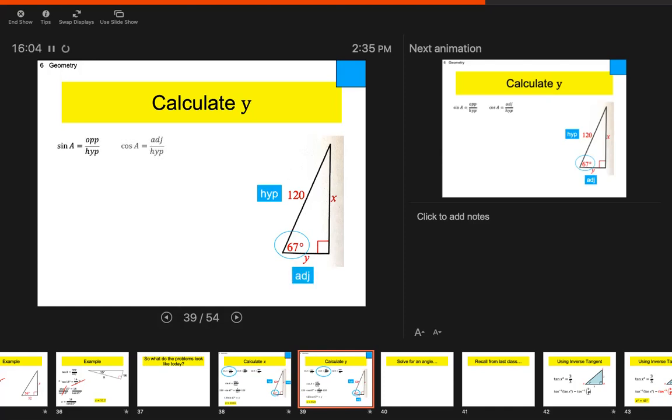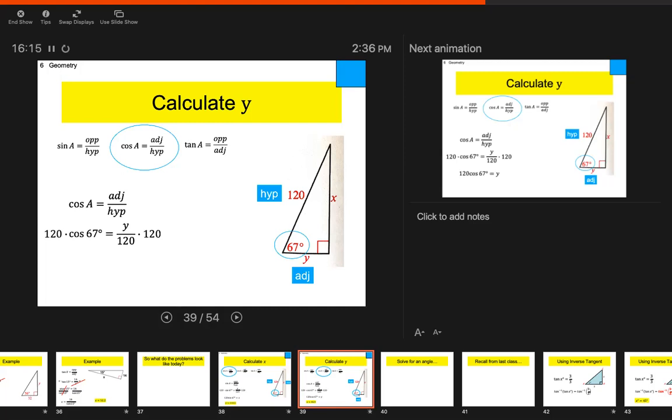So we throw that into cosine, adjacent over the hypotenuse. Yep, this is another one of those easy ones. So what are we going to do? Both sides, the 120s cancel.